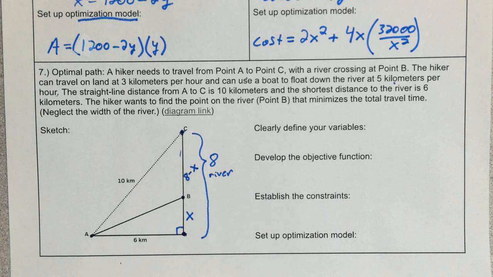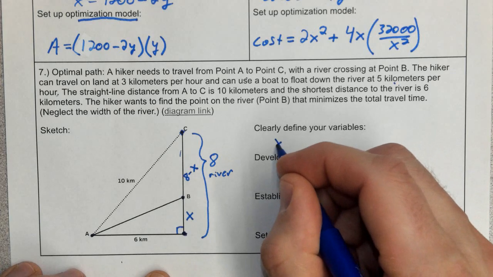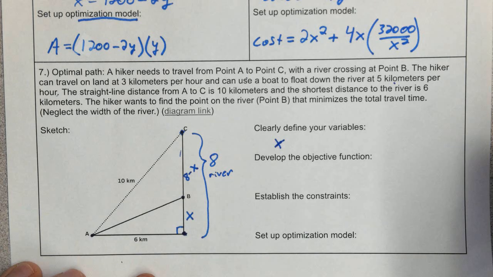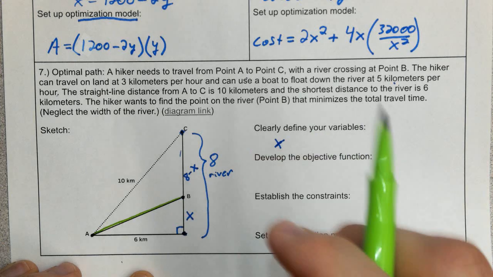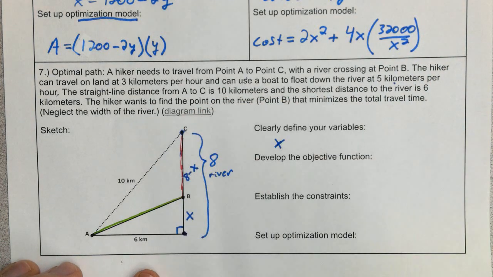Now, that's my variable here. I've defined that as x, so I'm just going to write x because I just explained what that is. I'm not going to write it out. Just to be totally clear, the path that the hiker is taking is walking right here. Okay, we'll do that in green. And then in red, floating down the river.